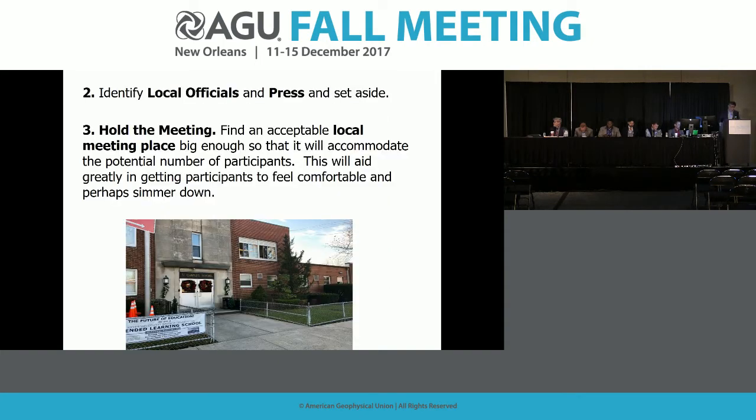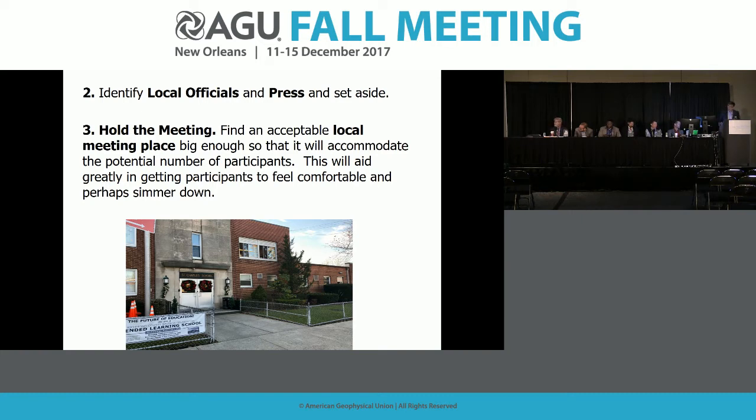So the second part of our process is we identified the local officials and the press, and we set them aside in this recipe. The reason for that is because this is a bottom-up approach. This is community-led. Had it been the other way around, this would be the end. Right here, local officials would take over, they would control the press, and you're done. But ours is a bottom-up.